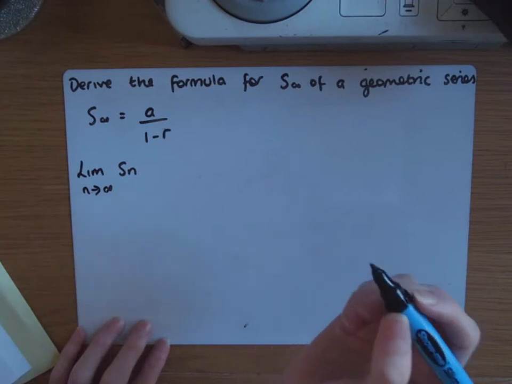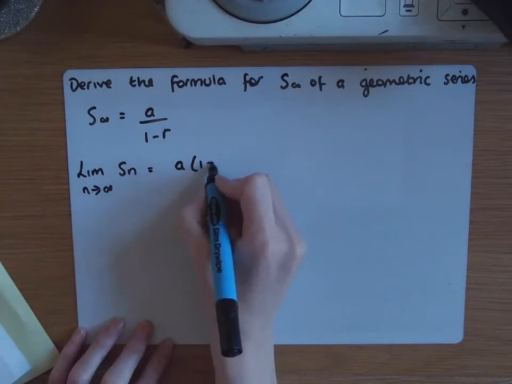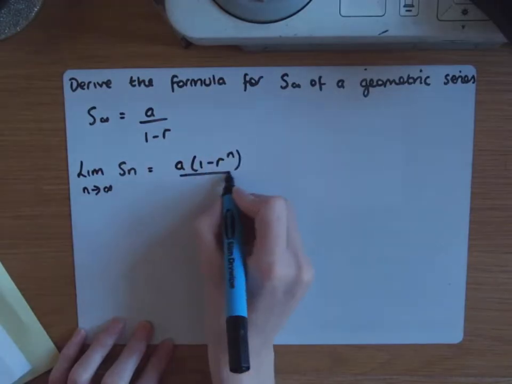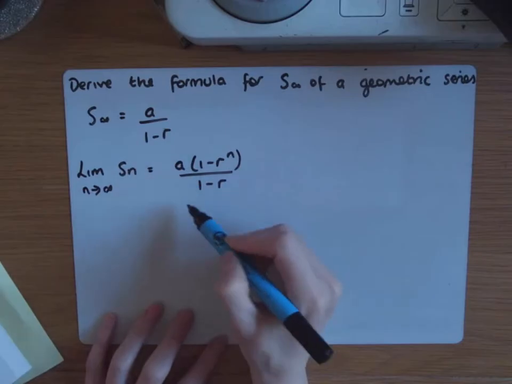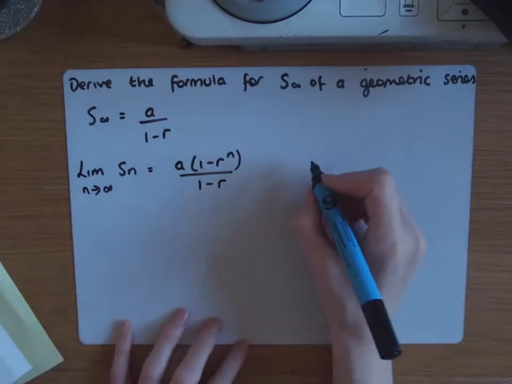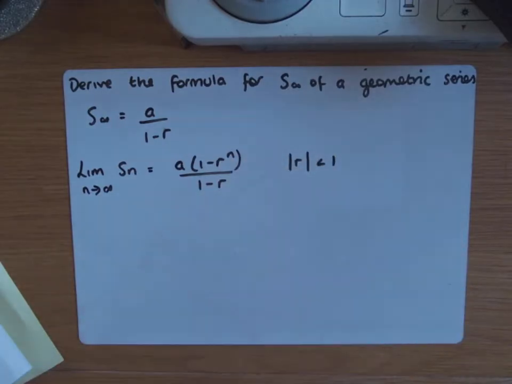So if Sn is this, okay, that's your Sn formula. Now we're going to get the limit as n goes to infinity of this. Now the important thing is that the modulus of r is less than 1. That's telling us that r is a number in between 0 and 1.